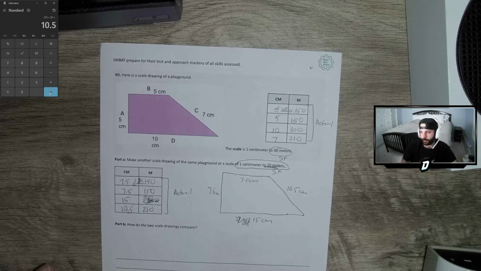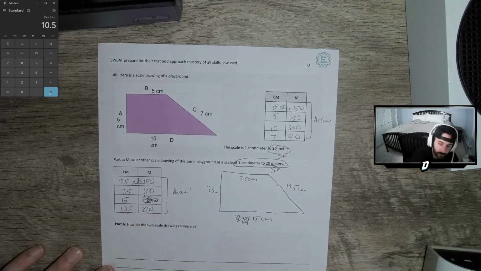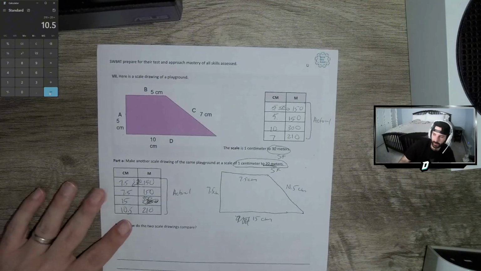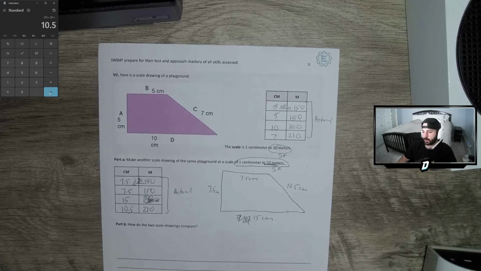And so, again, the most important part is to understand that the actual measurements don't change when you go to your second one. And so on your test, it's going to be like, here's map 1, here's map 2. Map 1, you're going to have to find the actual distance. And then you're going to have to use that same actual distance with your new scale factor to get the scaled measurement. It's actually much easier than this.